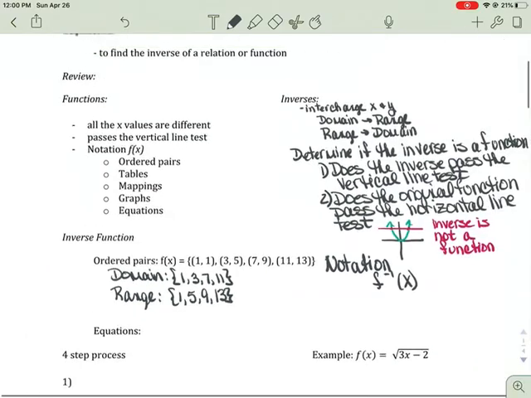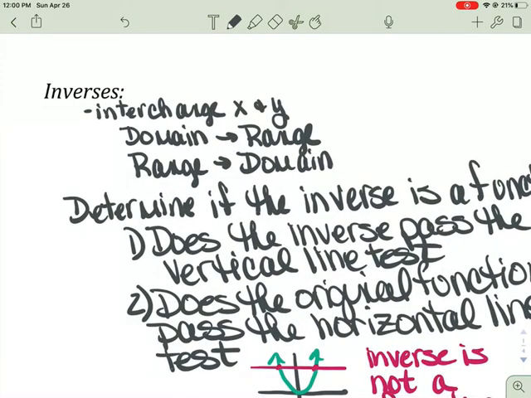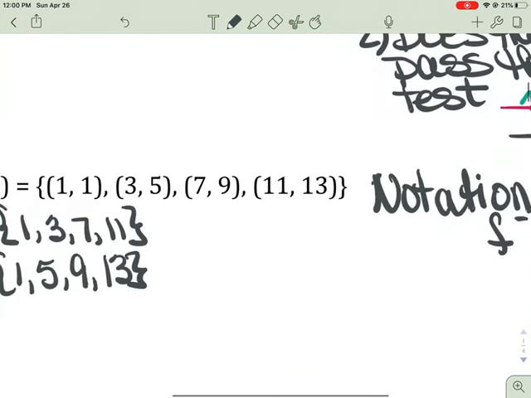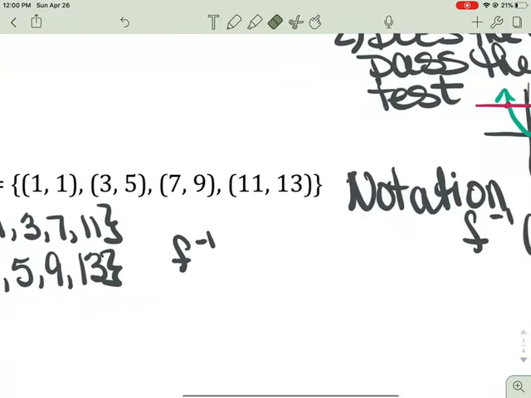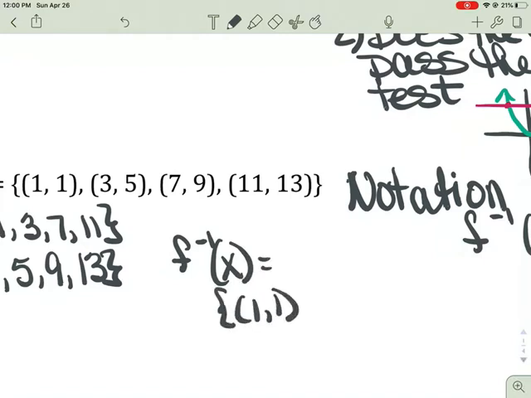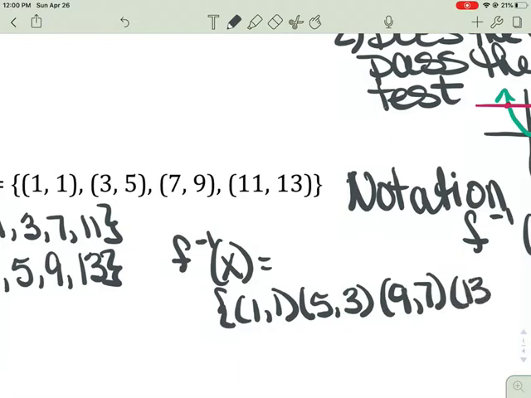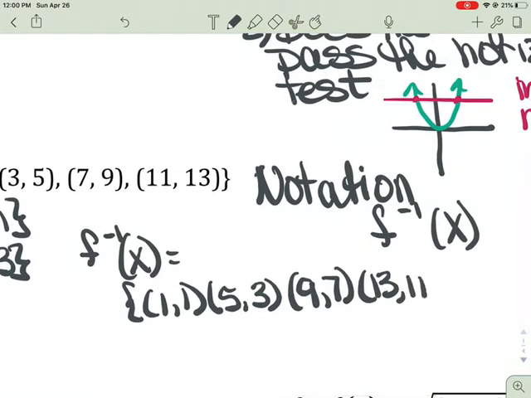Now, according to what we said earlier about inverses, we're interchanging x and y. So the x is now the y and the y is now the x. So we're going to switch these ordered pairs around. Call it f inverse of x. We'll be interchanging x and y. So the first one doesn't change because it's 1 and 1. But the second one is going to be 5, 3, then 9, 7, then 13, 11.